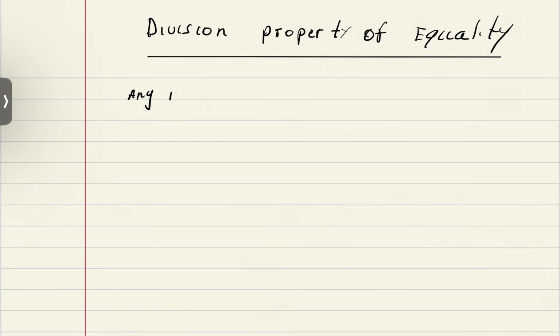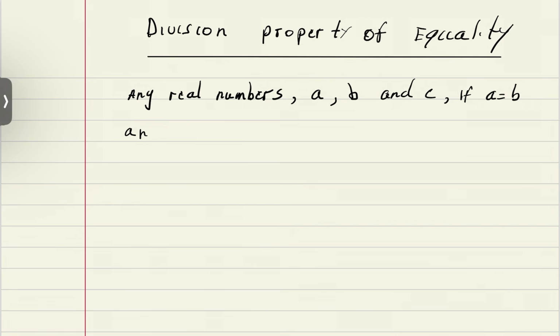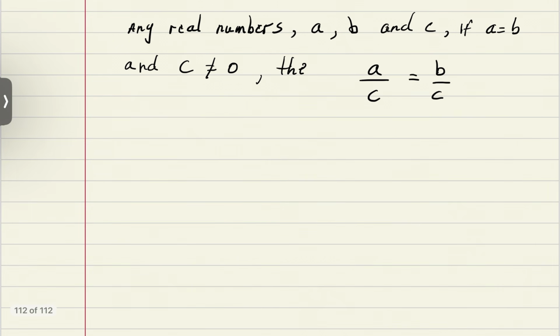If you have any real numbers, say A, B, and C, if A is equal to B and C cannot equal 0, then A over C is equal to B over C. What this is really saying is that you can divide both sides of the equation and the equation will still be equal. Let me give you some real examples so that we understand this.